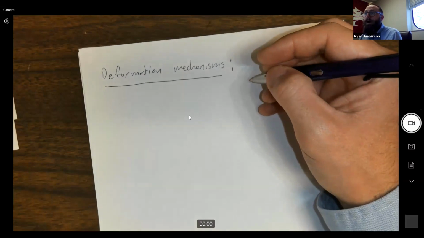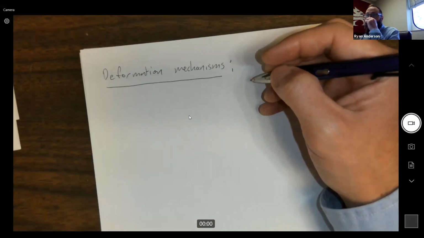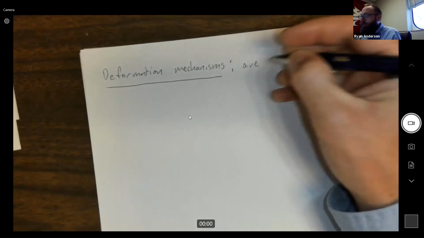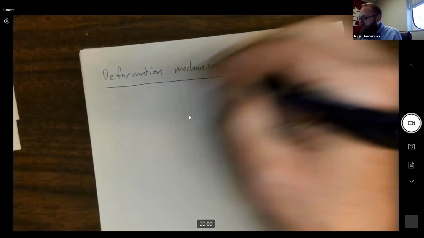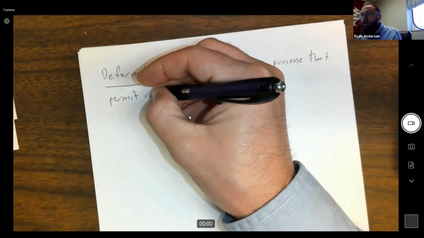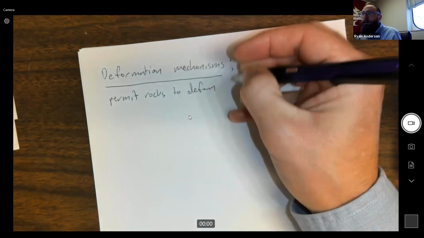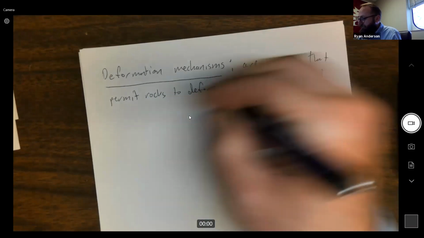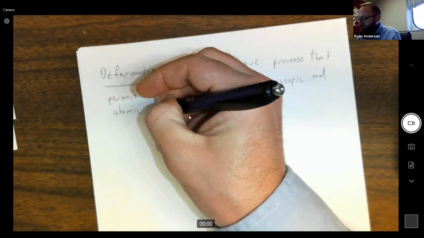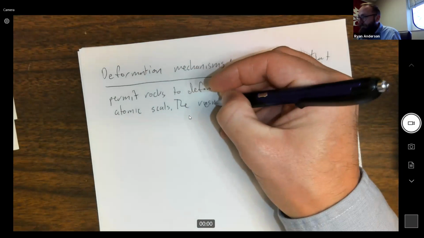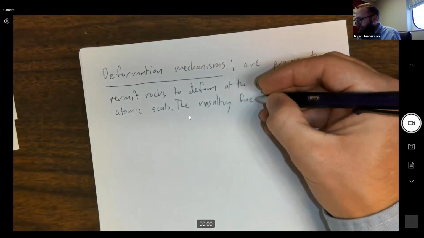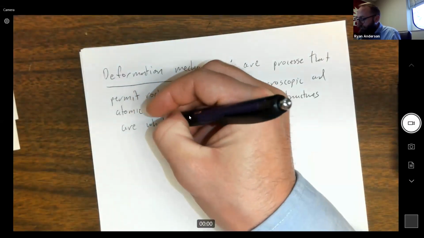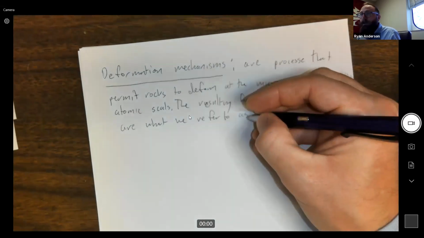Deformation mechanisms are processes that permit rocks to deform at the microscopic and atomic scales. The resulting fine scale structures are what we refer to as microstructures. So let's write down that definition: processes that permit rocks to deform at the microscopic and atomic scales. The resulting fine scale structures are what we refer to as microstructures.